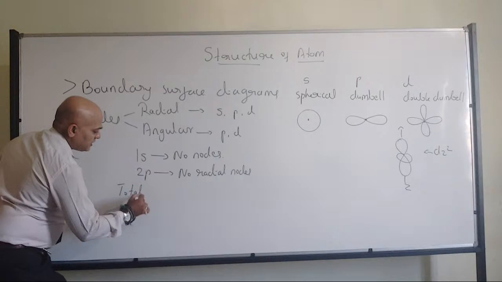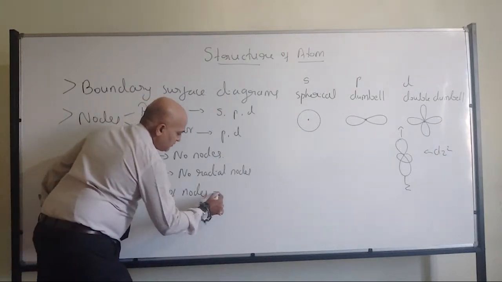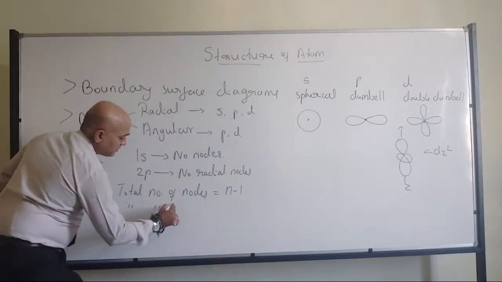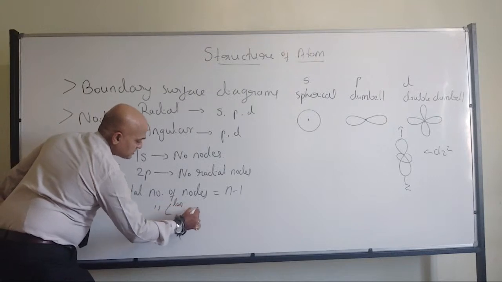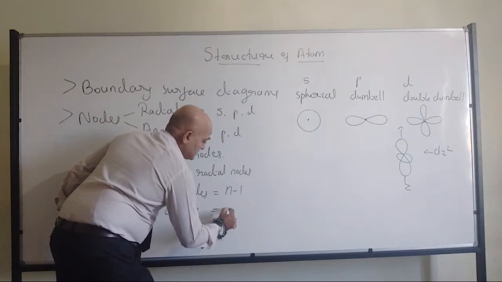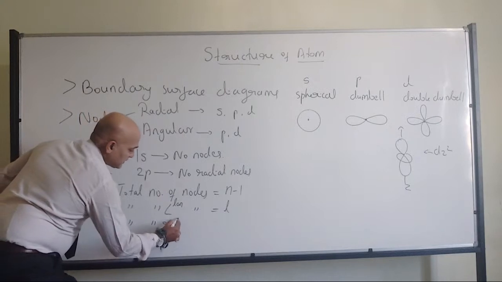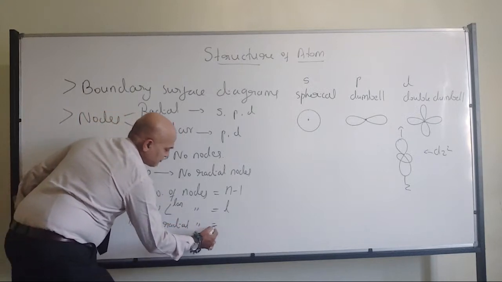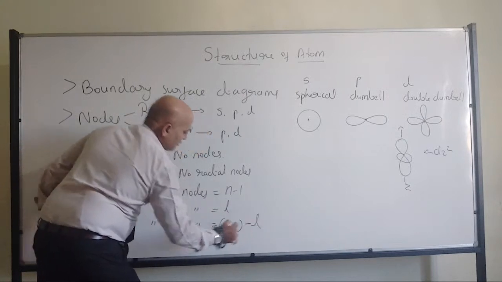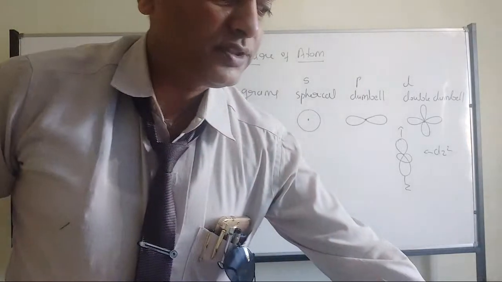So which is that equation? Total number of nodes will be equal to n minus 1. Total number of angular nodes, see here, I am writing the short form, but don't write this one, is equal to the azimuthal quantum number. So total number of radial nodes will be total number of nodes minus angular nodes. That will give the total number of radial nodes.